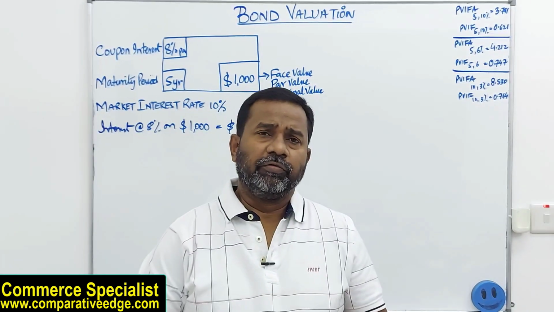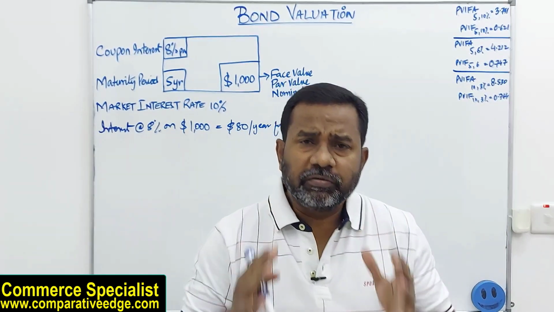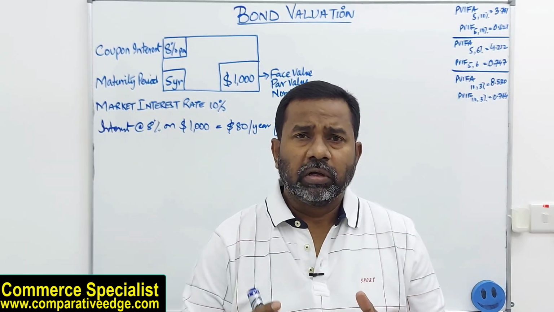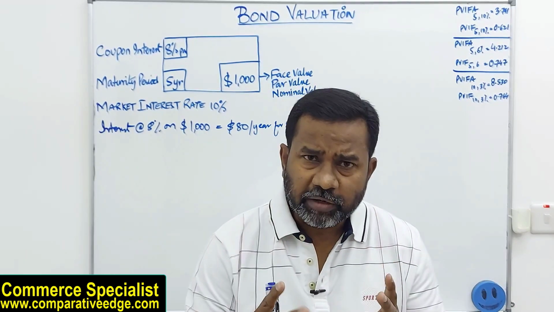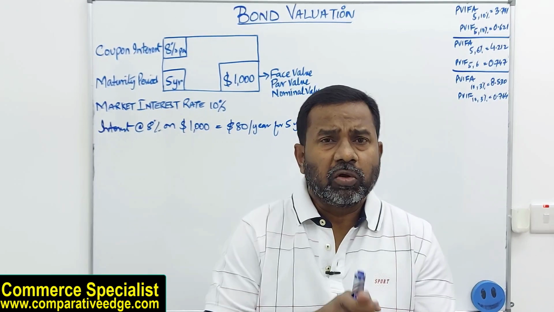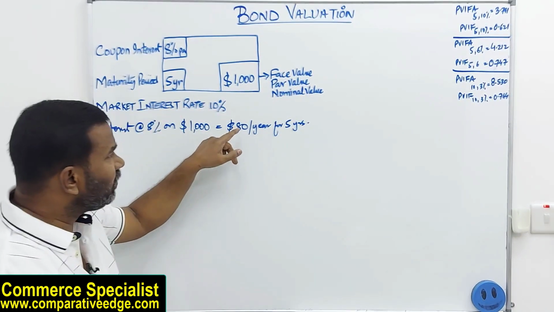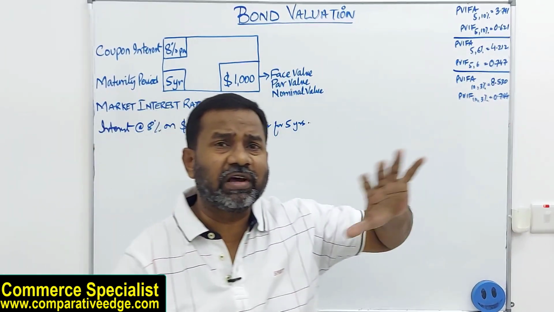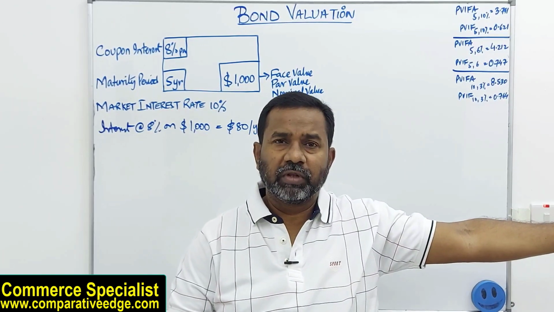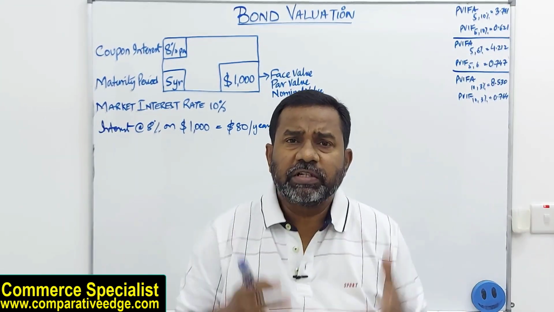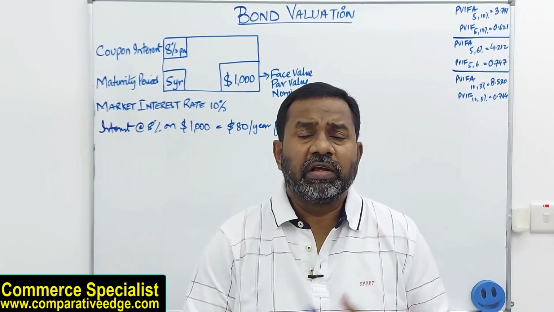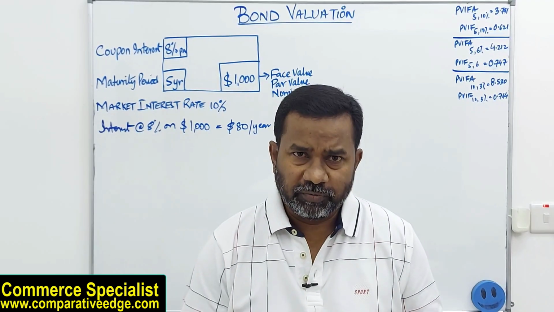Now, whenever we're trying to calculate the present value of the bond, as I said, there are two steps. Step one: because we are getting this interest every year for another 5 years, these are in the future, we need to know the present value of these interest payments. In other words, time value of money is involved.